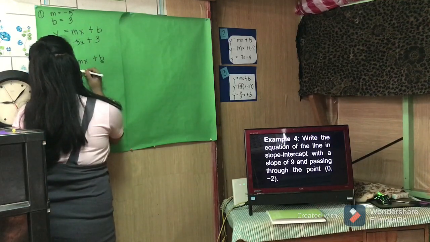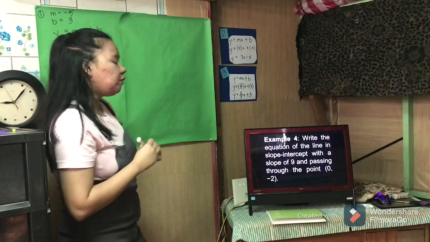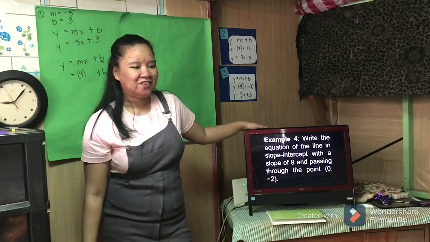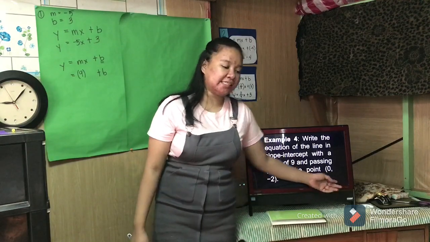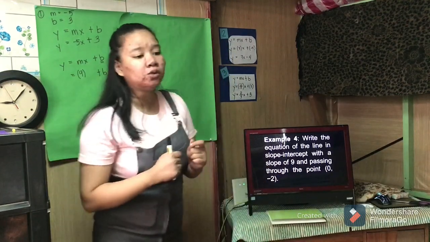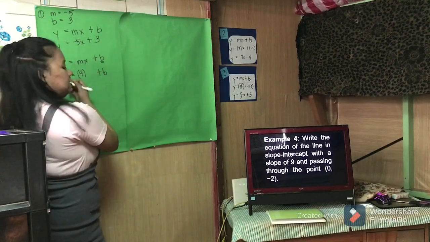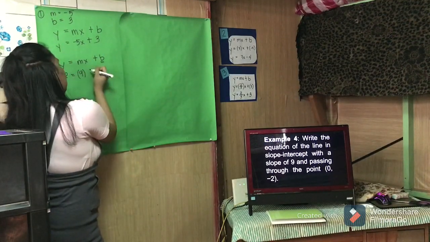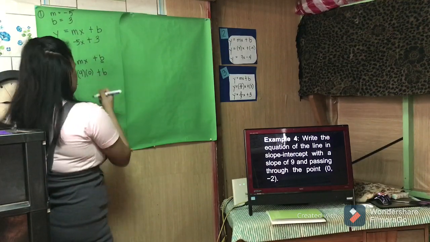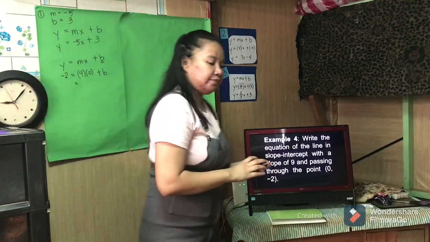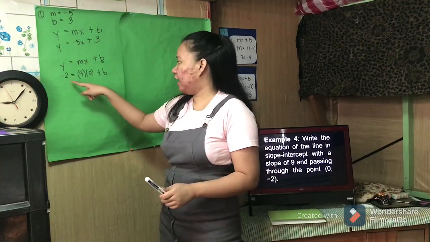Very good. What about x and y? Do we have x and y here? Very good. That's the value of the point, where 0 is the x and -2 is the y. So all we need to do is substitute this point into this equation. So y is -2 and x will be 0. Then, applying your knowledge in solving linear equations, we have -2.